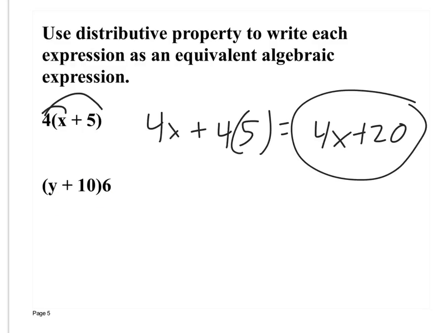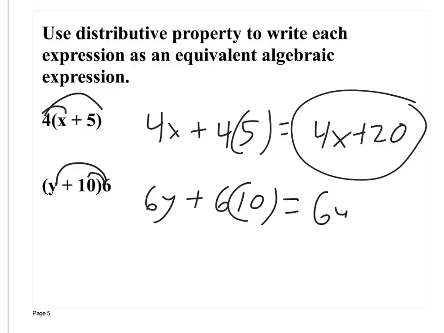Here, exact same thing. I take 6 times y and then 6 times 10. So I rewrite it using distributive property. 6y plus 6 times 10. I work it out as much as I can. I get 6y plus 60.